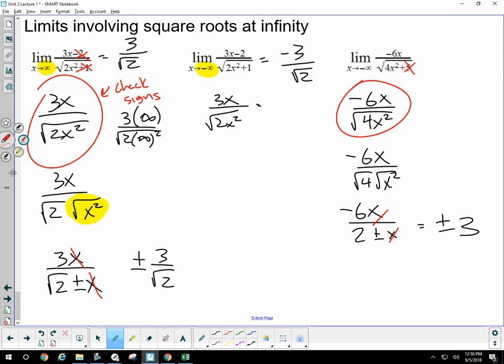If I plug in a negative, large value, negative infinity, in here, I get negative 6 times negative infinity over root 4 times negative infinity squared. Negative times a negative is a positive, divided by a positive. The square root of a positive number is just a positive number. So, positive divided by a positive gives us a positive 3. Okay? Fantastic. Those are a little bit more difficult, but all of those are kind of easy.